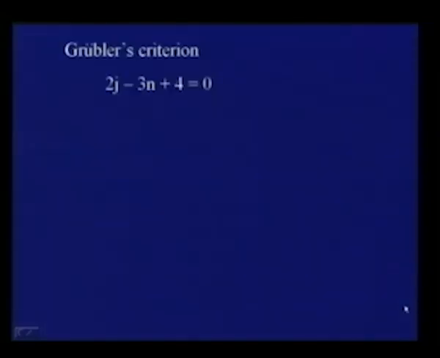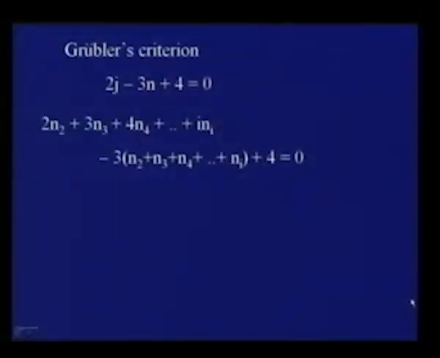As already told, all these linkages must satisfy the Grubler's criterion, which is 2j minus 3n plus 4 equal to 0, where j denotes the number of kinematic pairs and n denotes the number of total links. Now, substituting 2j, which we have just now seen to be given by 2n2 plus 3n3 plus 4n4 up to ni, and we replace this n by the count of different links, which is n2 plus n3 plus n4 up to ni.